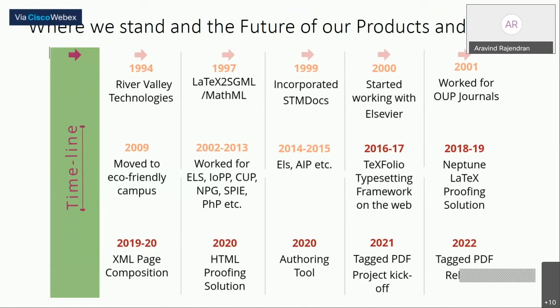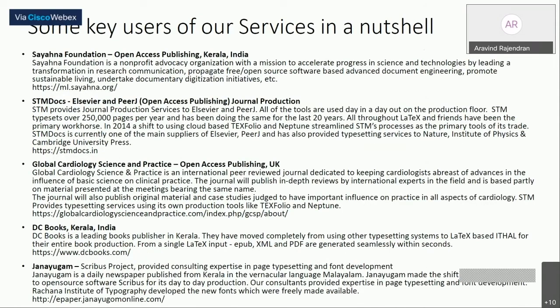So who are our key users? As of now, we have Sayana Foundation. They are mostly into open access publishing. They help preserve the entire literary works which are there in Malayalam, so they do a lot of digitization related to it. Sayana Open Access Publishing uses the tools which we have created, and they specifically use the Ether tool.